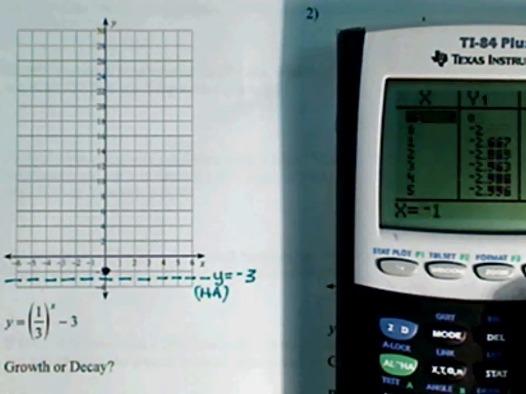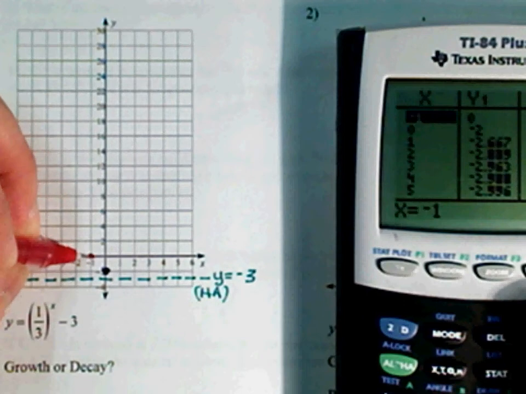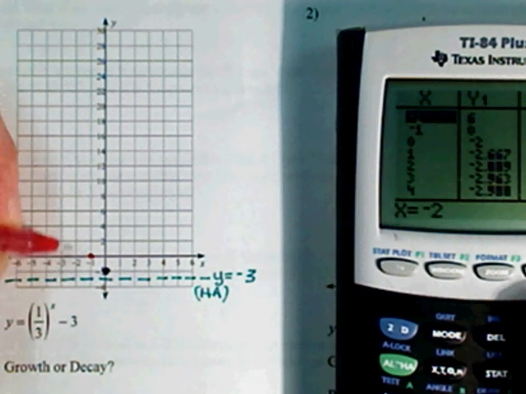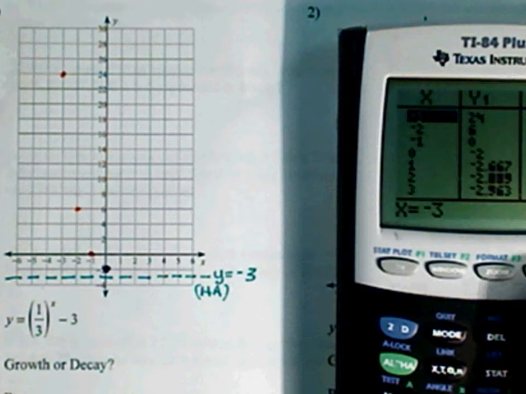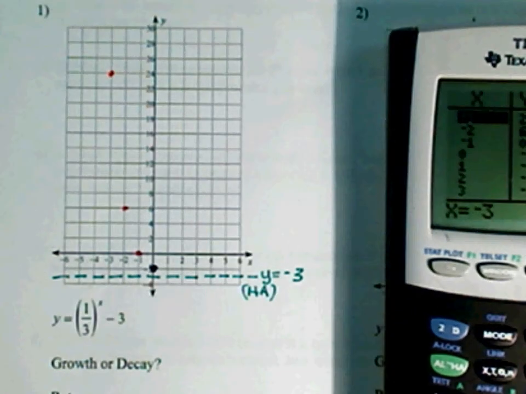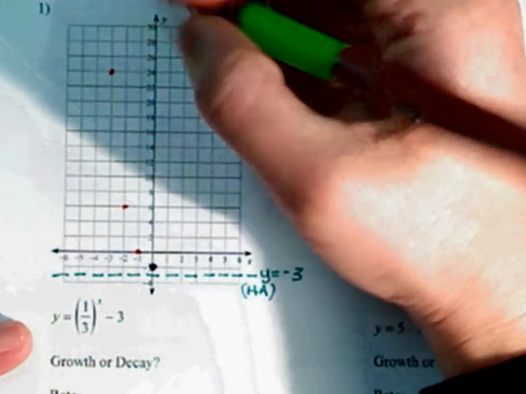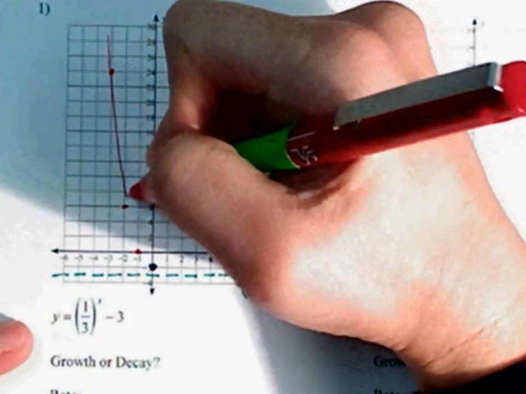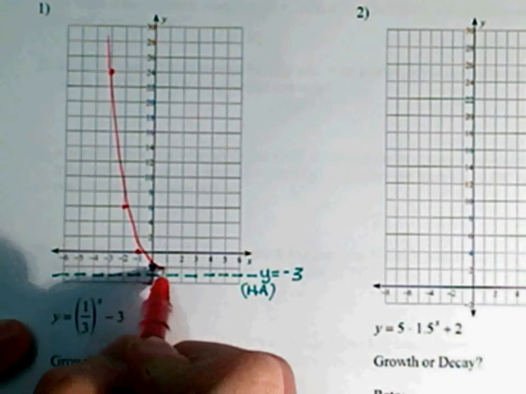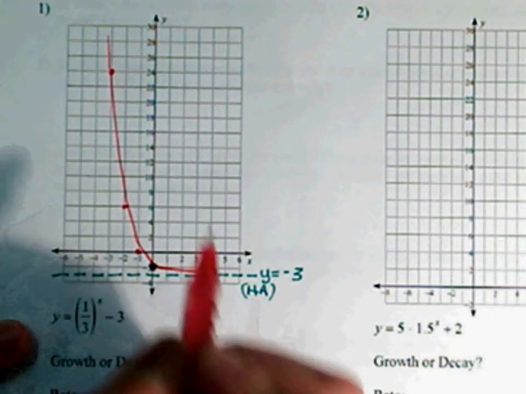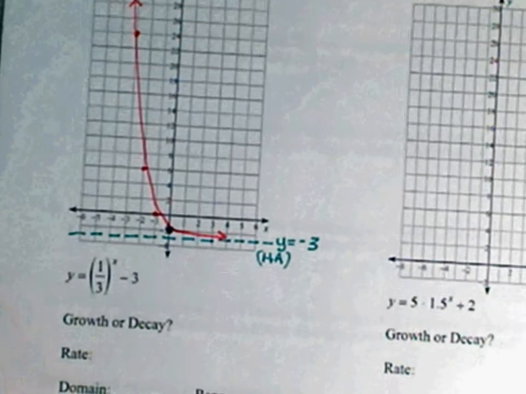Next point up, negative 1 and 0. Next one up, negative 2 and 6. You're just trying to get the shape of the graph. Next one is negative 3 and 24. Okay? And then later on, you'll probably get really, really high. Now, connect your points and make your graph. I'm going to do my best. Okay? When you get to down here toward the asymptote, approach it, but do not cross it. And there you have your graph.